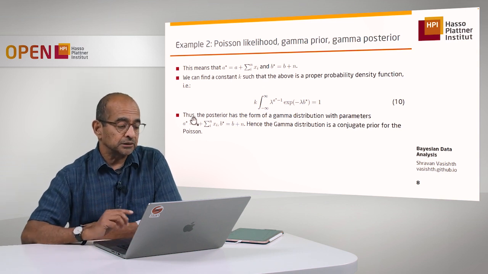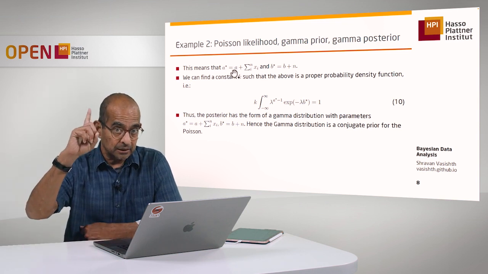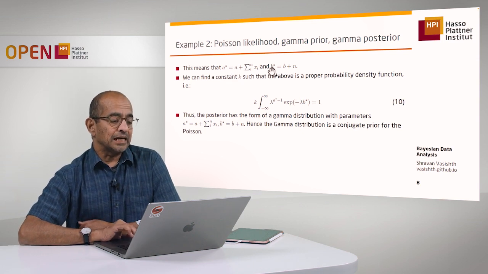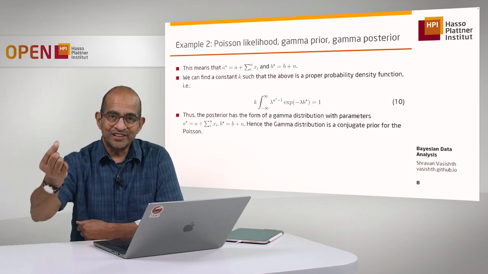And what are those parameters? The A parameter will be updated to A star, which will be A plus sum of x. A was the A parameter in the prior that I had used. And the updated B parameter will be B star, which will be the parameter B I used in the prior, plus the number of data points that I have.